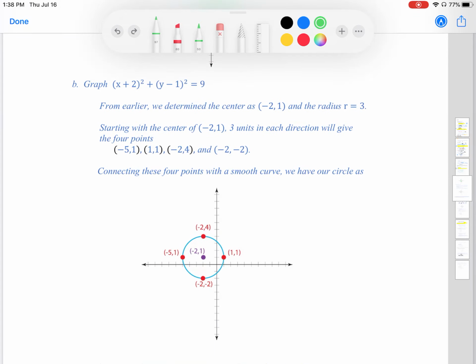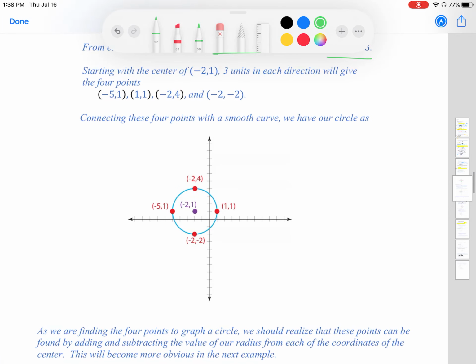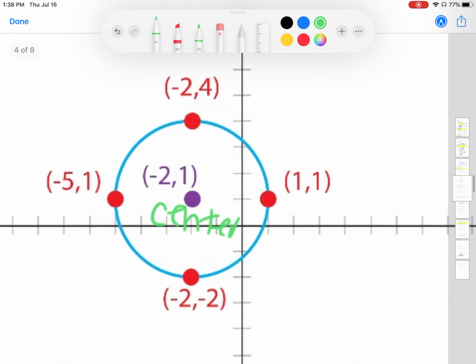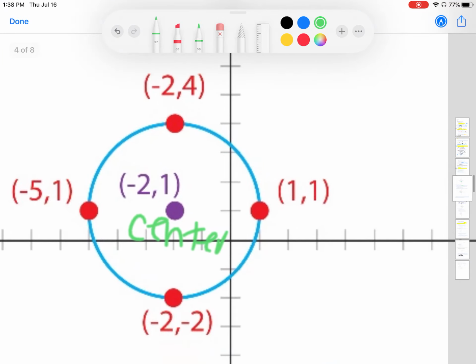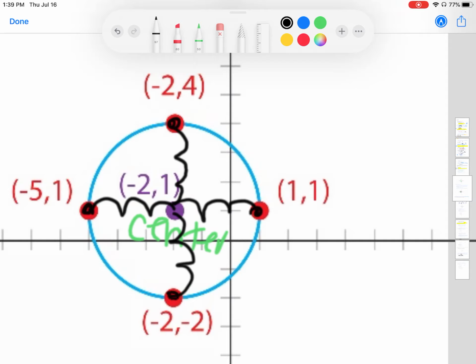Now let's take a look at the next graph. We determined that our center was negative 2, 1, and my radius was 3. All right, so let's plot my center at negative 2, 1. And from there, I just count 3 tick marks up, down, left, right. So I go 1, 2, 3, new point. 1, 2, 3, new point. 1, 2, 3, new point. 1, 2, 3, new point.